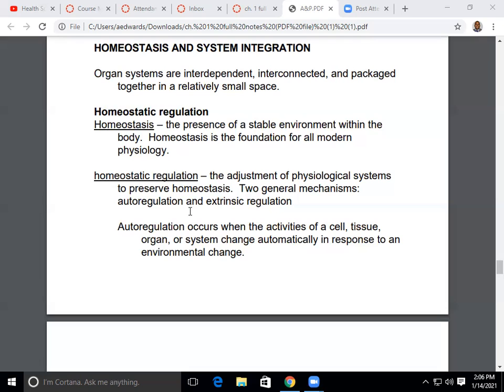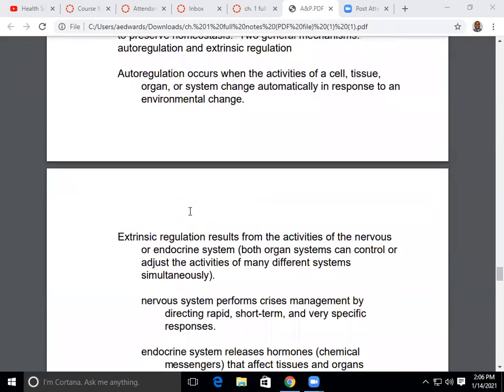So you have autoregulation and extrinsic regulation. These are two mechanisms. Autoregulation happens when the activities in your cell, tissue, organ, or system change automatically based on what happens in the environment. If you get really scared of something, your body has a natural automatic reaction to that. If it's too hot or too cold, your body has a certain automatic reaction to that. That's autoregulation.